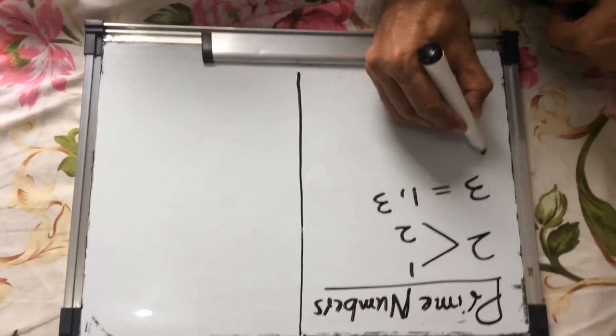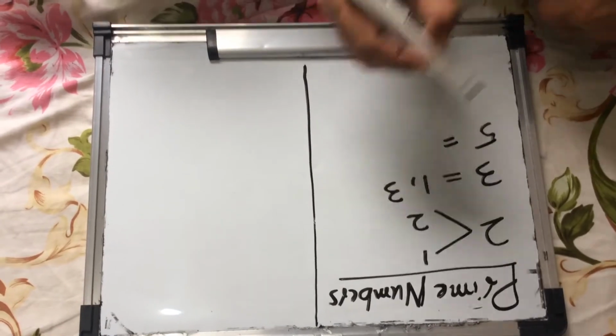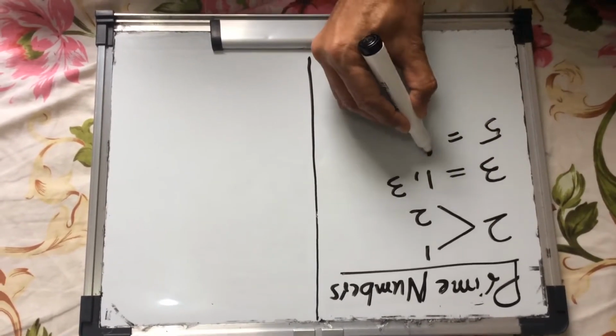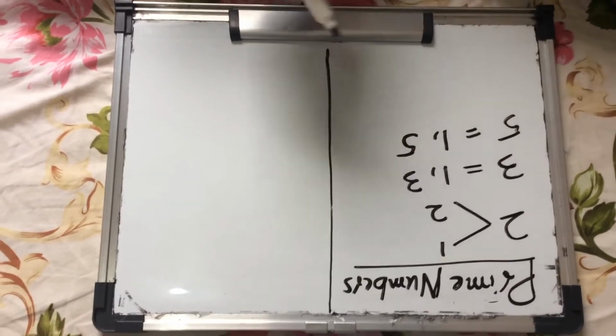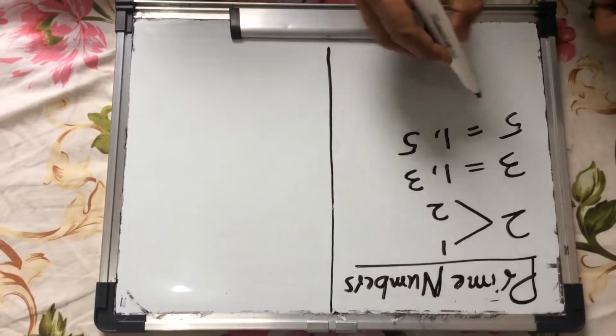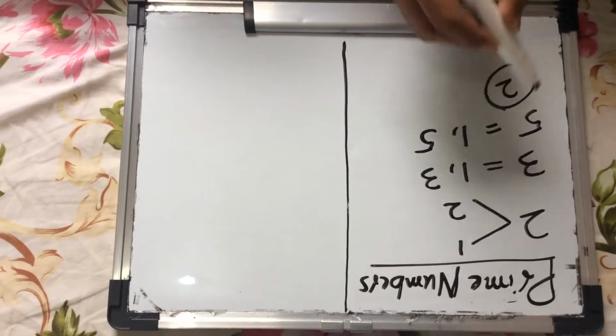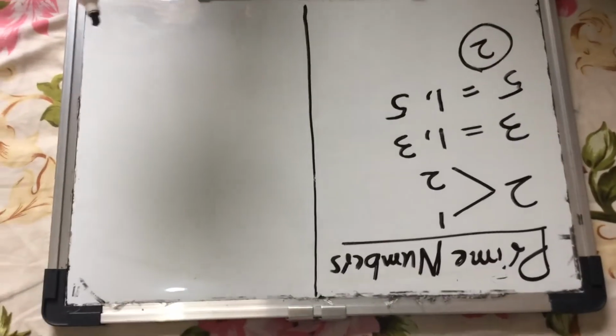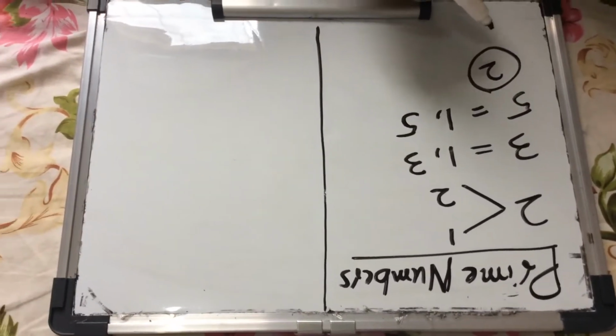For example, another one is 5. 5 is also a prime number. How many factors does it have? 1 and itself. If you consider 4, it's not a prime number. 2 is a unique number. It is prime as well as even because it can be divided by 2.